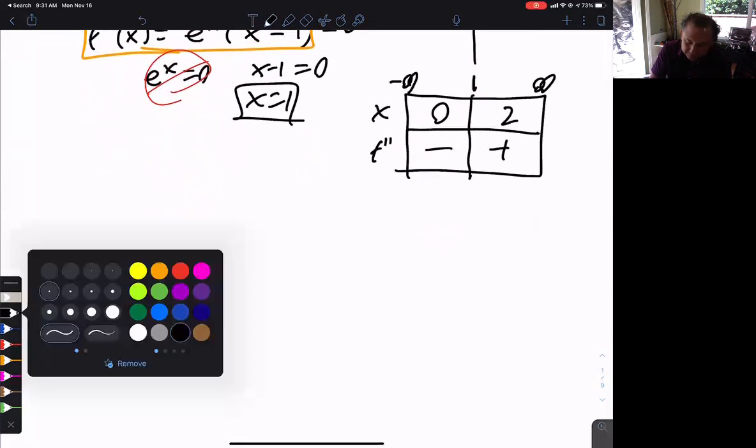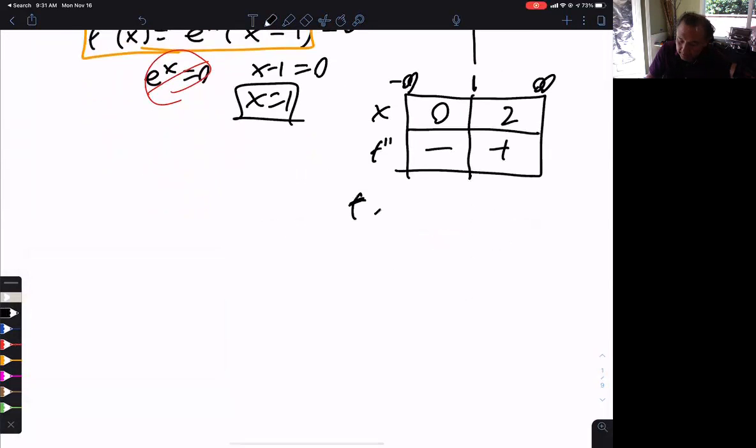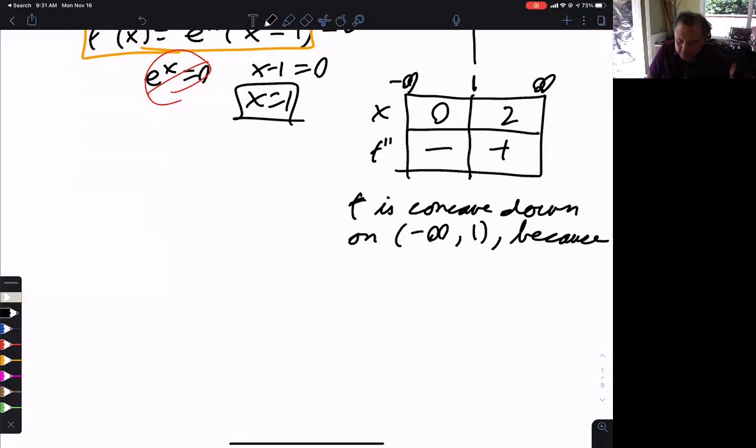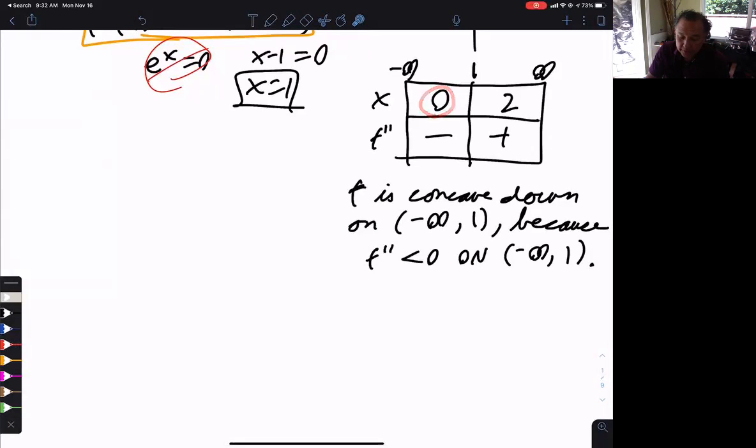So our conclusion: f is concave down on the interval from negative infinity to 1. Why? Because f double prime is negative on the interval from negative infinity to 1. That's your justification for concave down. When you do FRQs, you can't just put an answer. You got to give a reason why. It's because the second derivative is negative.